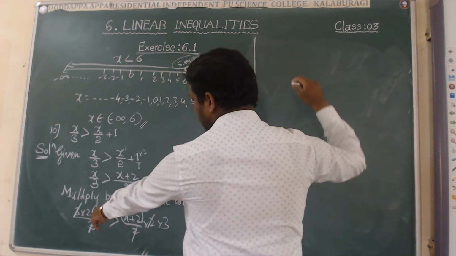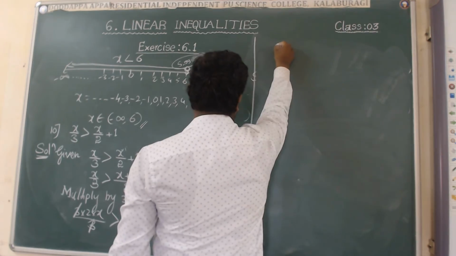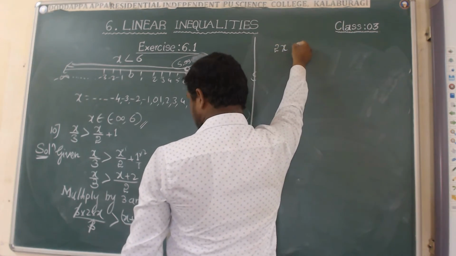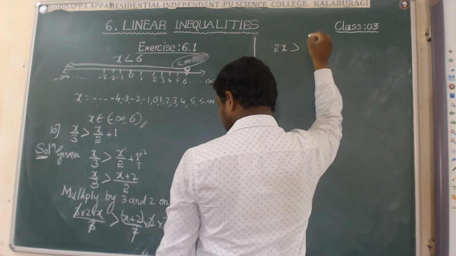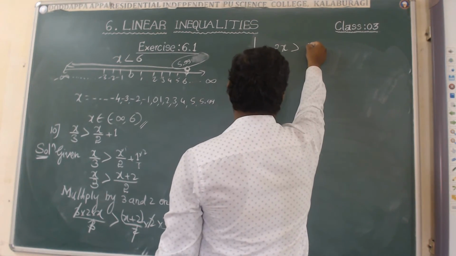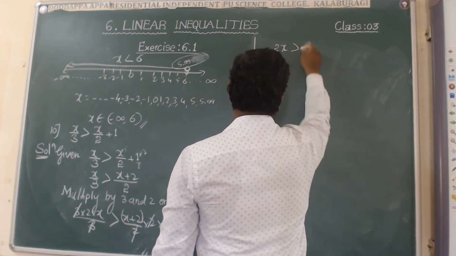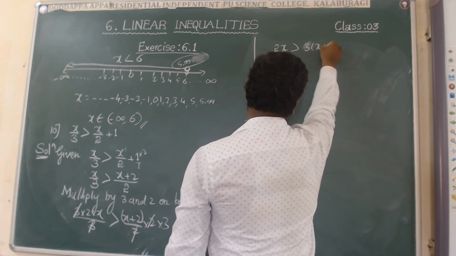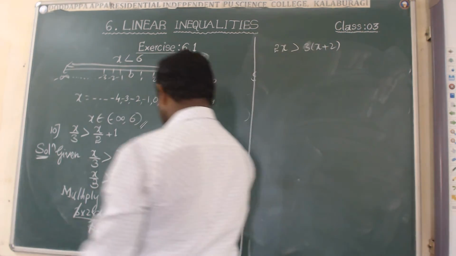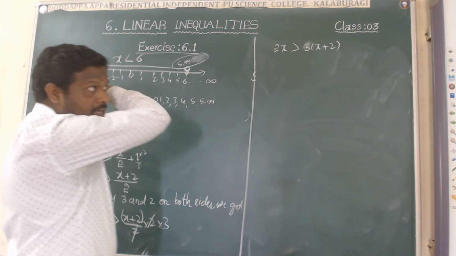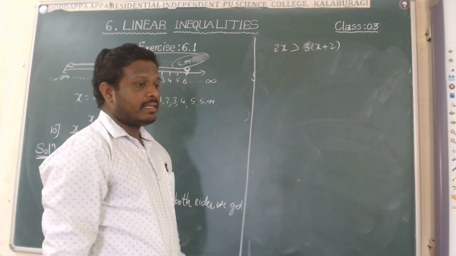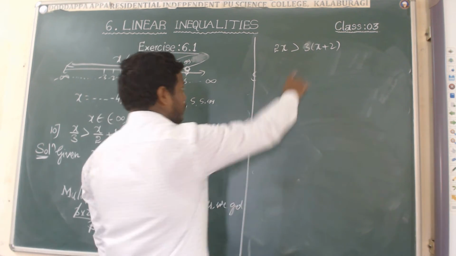Here, 2 into x on the left, that is 2x, and its symbol is greater than. On the right, I will write 3 into x plus 2. Yes, to get the answer, on the right side 3 into x plus 2. Okay, now simplify this one.